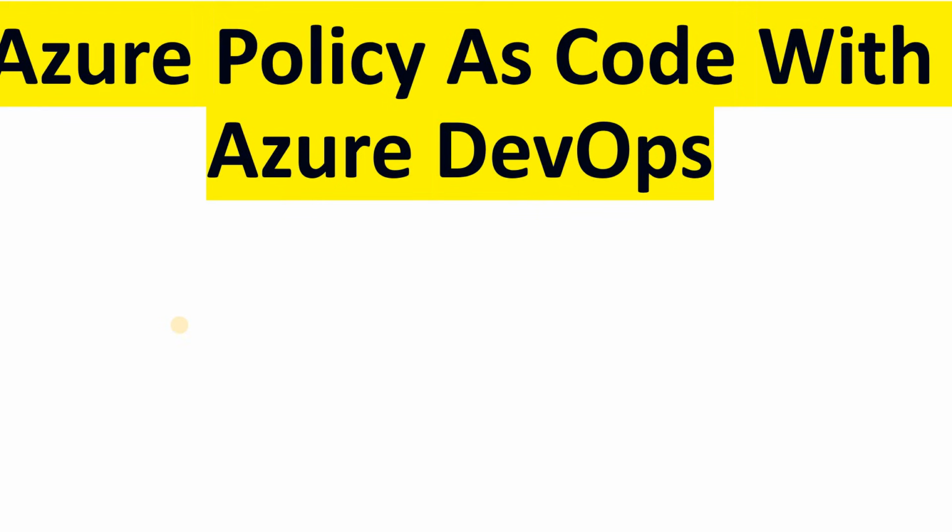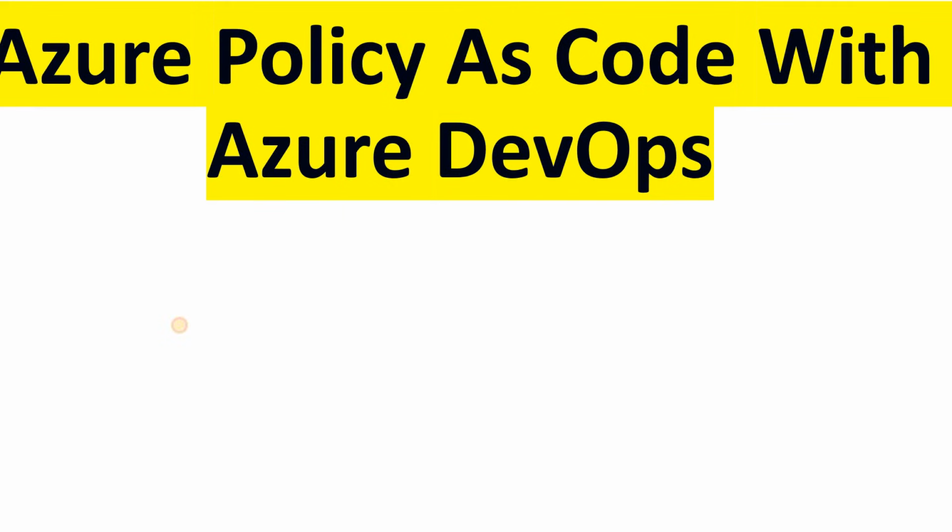Hi, in this video, we will see how to do Azure Policy as code using Azure DevOps pipelines. Here we will see how we need to set up the project on Azure DevOps, how to write the Terraform code which can do Azure Policy as code, and then how to build the Azure DevOps pipeline which can do CI/CD on the Azure environment, and we also experiment with the Azure Policy to see how it works.